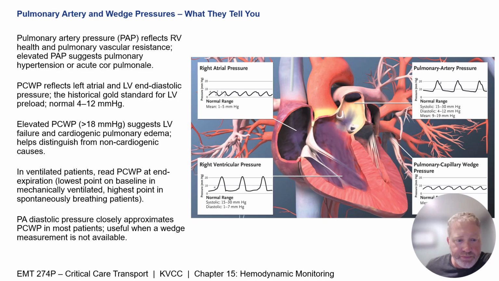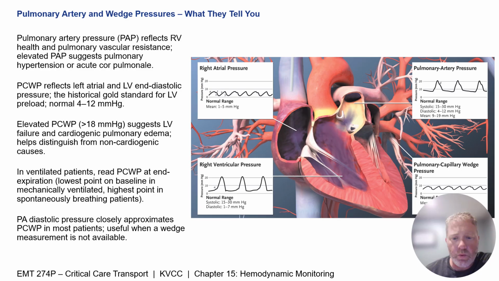Normal pulmonary capillary wedge pressures are around 4 to 12 millimeters of mercury. Anytime you get above like the 18 mark, start thinking about left ventricular failure. Start thinking about cardiogenic pulmonary edema, and use that to distinguish between cardiogenic and non-cardiogenic causes.